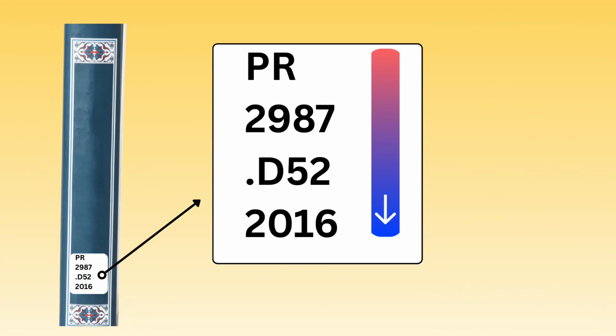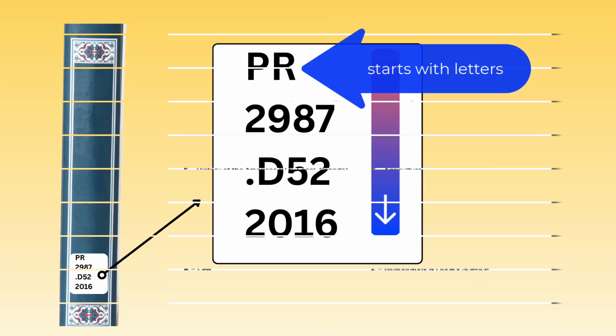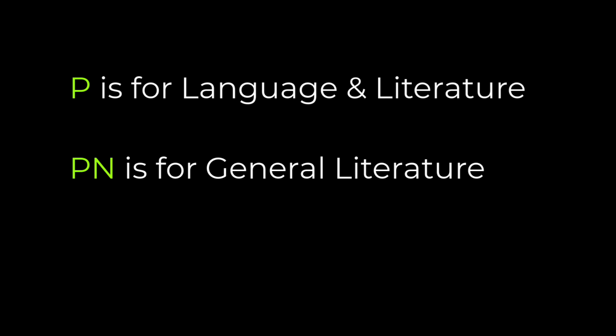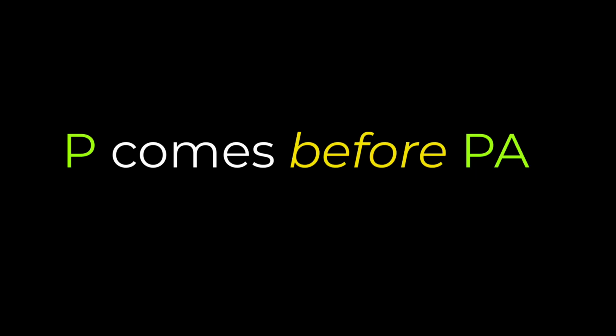Call numbers are read from top to bottom, line by line. Think of each line as narrowing the book's location more precisely. The first line starts with letters, which represent the general class the call number falls within. For example, P is for language and literature, while PN is for general literature. Single letters always come before double letters, so P is shelved before PA.